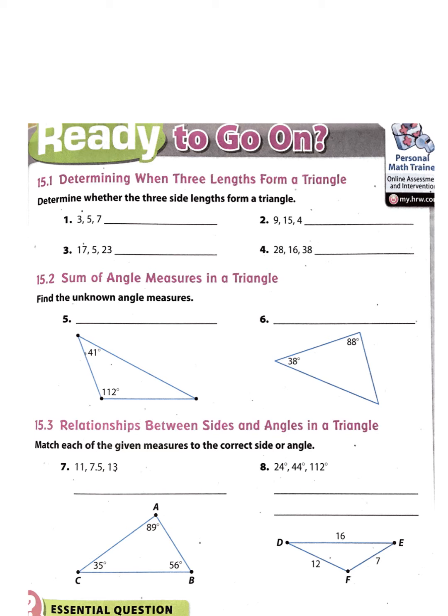Hello learners, today we will review what we have learned yesterday about the relationship of the sides and the angles of a triangle. So let's first start with determining whether three lengths form a triangle or not. They are giving you three side lengths and asking if those three side lengths can form a triangle or not. Some side lengths will make a perfect triangle, but some don't, right?